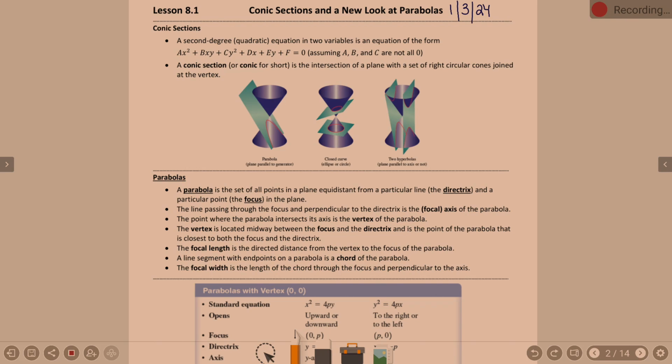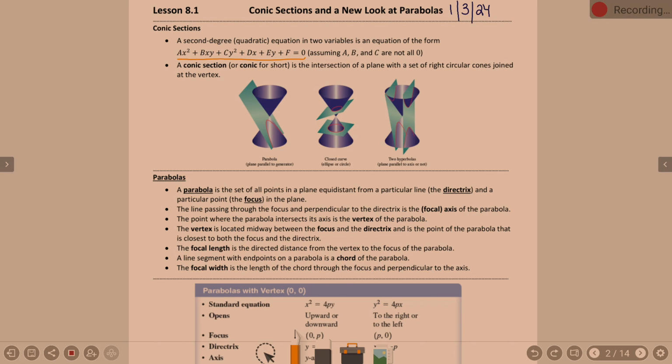In Lesson 8.2, we'll talk about ellipses. And in Lesson 8.3, we'll talk about hyperbolas. And these are our three main conic sections. So a second degree quadratic equation in two variables is an equation of the form ax squared plus bxy plus cy squared plus dx plus ey plus f equals 0. Officially, some of these equations, if they were in that form, would have all those pieces. And that is assuming that A, B, and C are not all 0 at the same time.